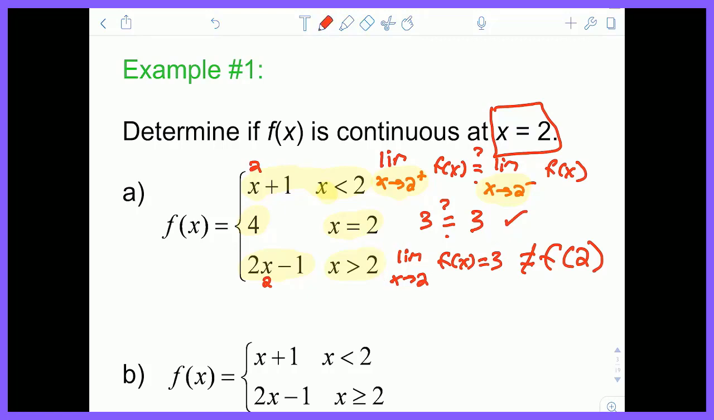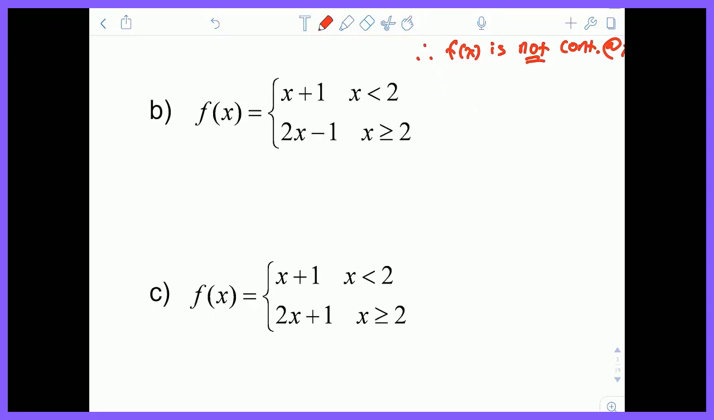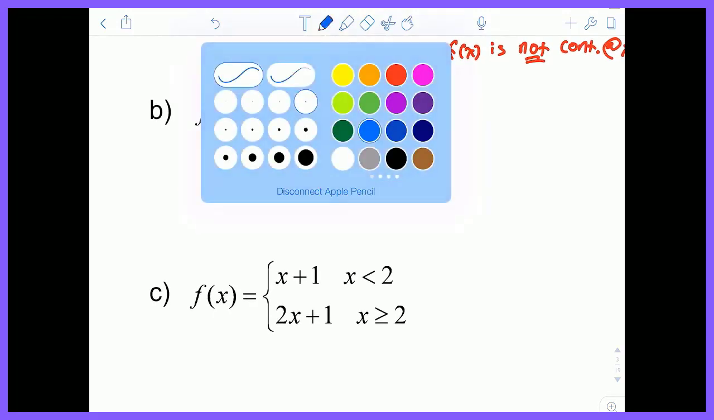And that's enough information to simply say, therefore, these little 3 dots mean therefore, f of x is not continuous at x equals 2. Okay? It's continuous everywhere else on its domain, but it's not continuous at 2. Let's try another example. B here.